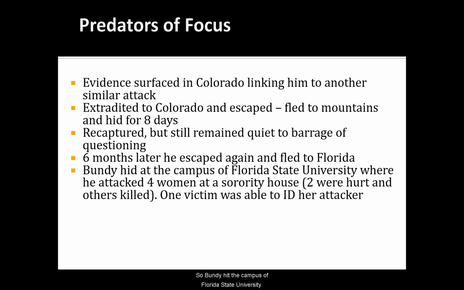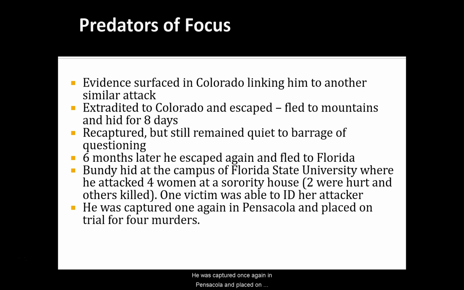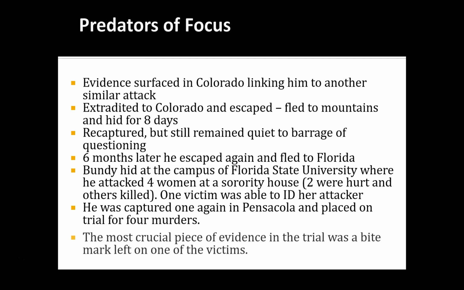So Bundy hit the campus of Florida State University, where he attacked 4 women in a sorority house. 2 were hurt and others were killed. One victim was able to ID her attacker, however. He was captured once again in Pensacola and placed on trial for 4 murders.